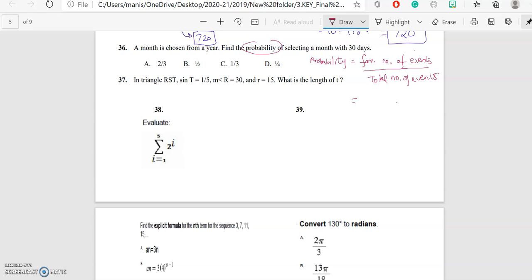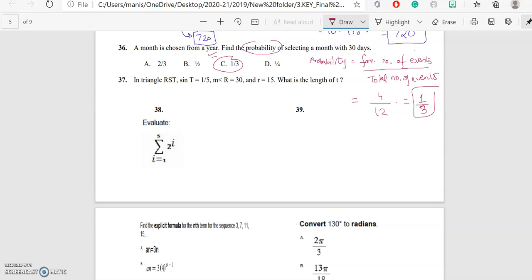So first of all, it is talking about years. How many months are in a year? There are 12 months in a year. Now it is asking how many months have 30 days. The months with 30 days are September, April, June and November. So there are only 4 months which have 30 days. So it will be like this. So your answer for this question is 1/3. This is the answer to this question. So C is the correct choice for this problem.